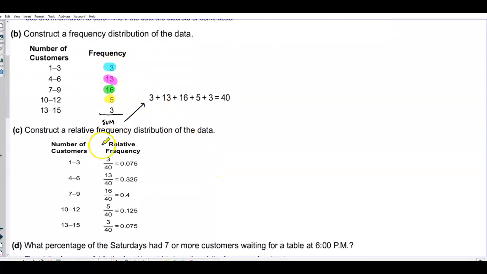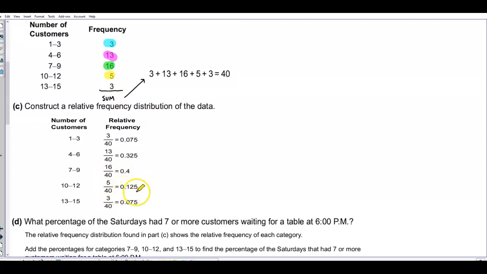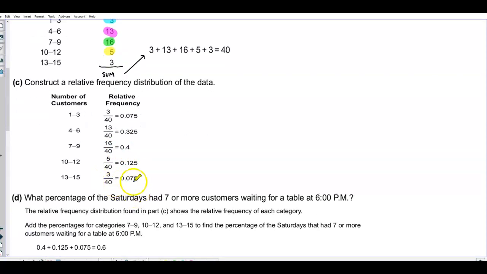The frequency for the first class is 3 over 40, which gives us 0.075. The second class, 13 divided by 40, gives us 0.325. The next, 16 divided by 40, gives us 0.4. 5 divided by 40 is 0.125, and 3 divided by 40 is 0.075.